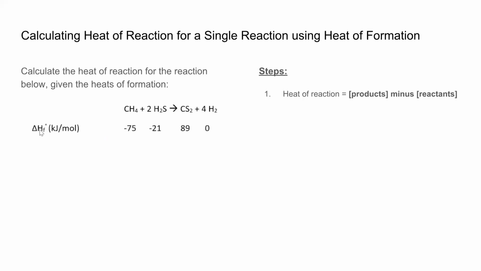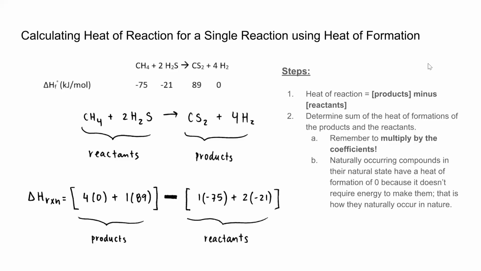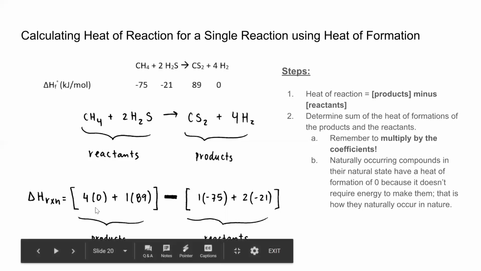So we're given this reaction, and we're given their heats of formation in kilojoules per mole. The first step is to set up an equation, which is going to be products minus reactants. We do this by determining the sum of the heats of formation of the products and the reactants. When you do this, you also need to remember to multiply by the coefficients. If you look at the product side, which is right here, we have 1 mole of CS2 and 4 moles of H2 gas. So when we set up our equation, we can write it like this.